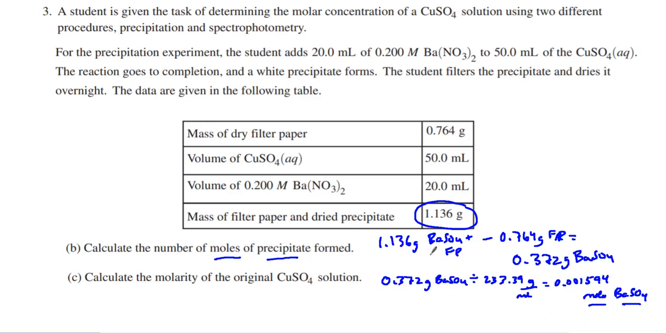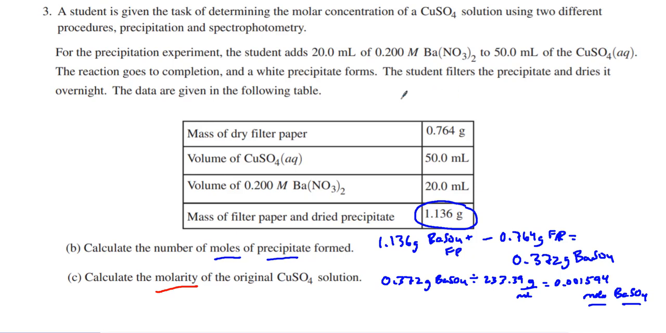So that's letter B. We took our grams of barium sulfate and the filter paper. We subtracted the filter paper, just get grams of barium sulfate. Grams of barium sulfate divided by molar mass gives us moles of barium sulfate. And so next we want to know the molarity.